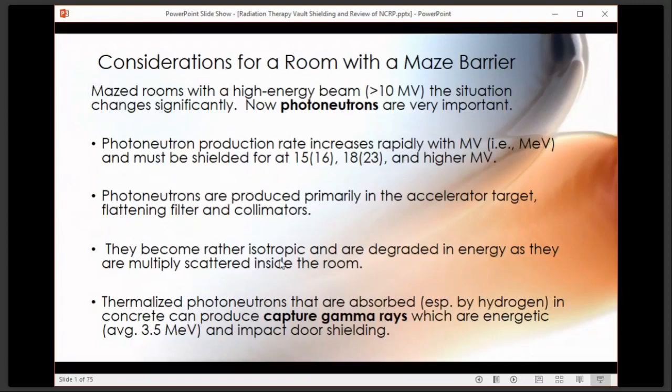So you'll end up with a thicker door, even with a maze, and it requires some hydrogenous materials, i.e. borated polyethylene, to attenuate and absorb photoneutrons, and it requires lead to attenuate the capture gamma rays that come from all these photoneutrons.